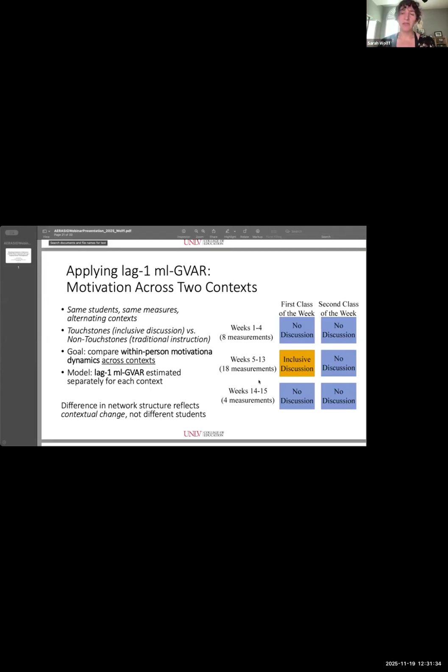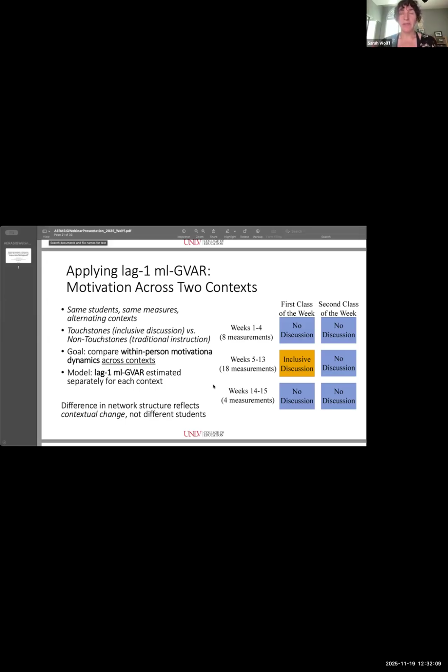Within the 9 weeks, towards the middle of the semester, they had 2 classes. One of those classes in the week would be the Touchstones class, and then the next class would be a traditional lecture style class. Same instructor, same students. So they alternated over 9 weeks, and we had 18 measurements over 9 weeks for these students. So we wanted to compare the dynamics of within-person motivation for these students across these contexts.